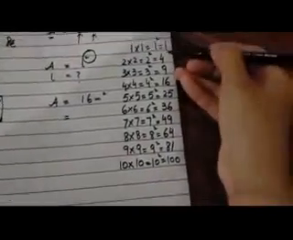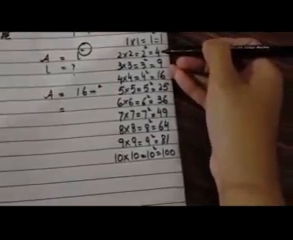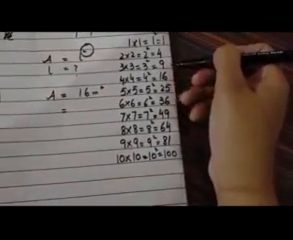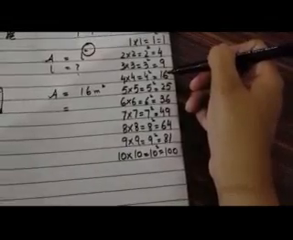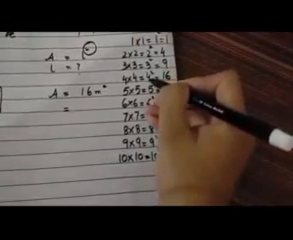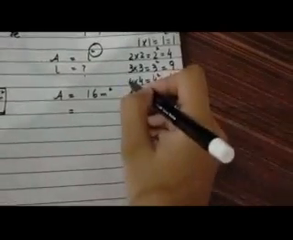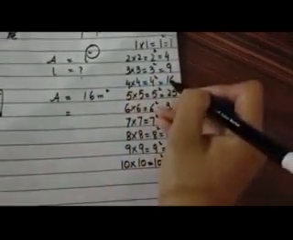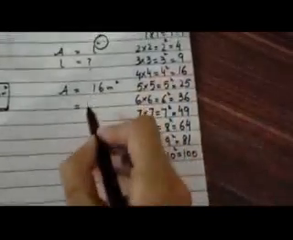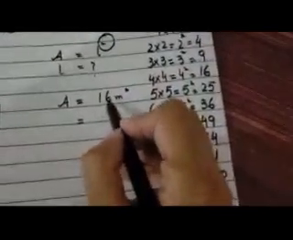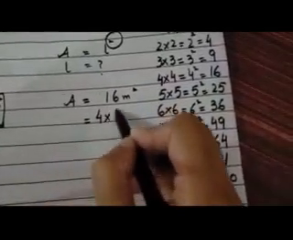Now where did the 16 come from? 1, 4, 9, 16. So 16 is basically the square of 4. That means if you multiply 4 by 4, it will become 16. Now, can I write that 16 is equal to 4 into 4?